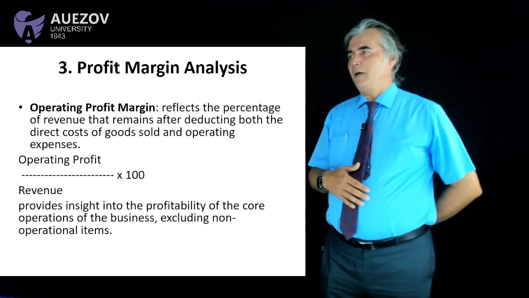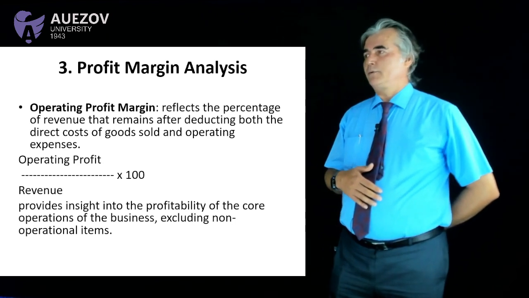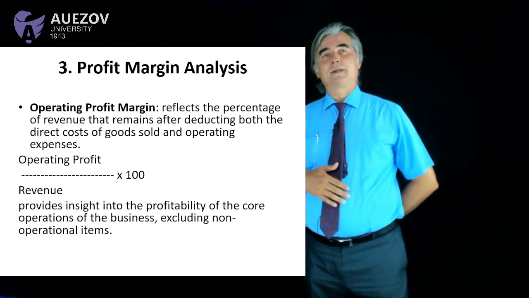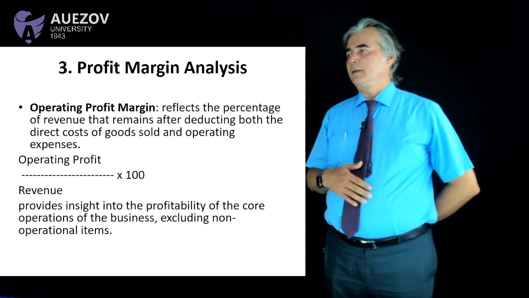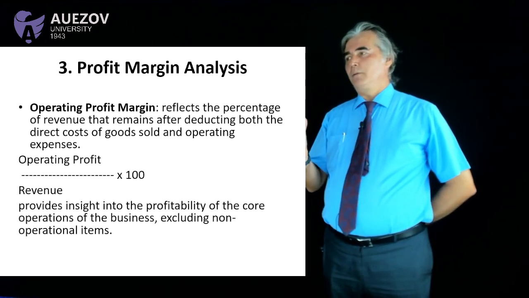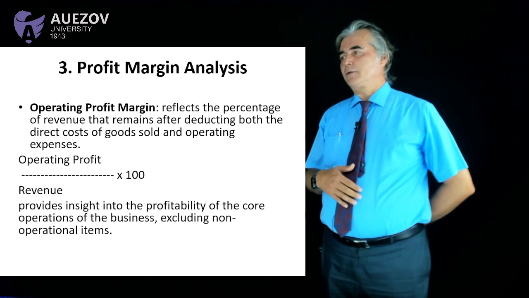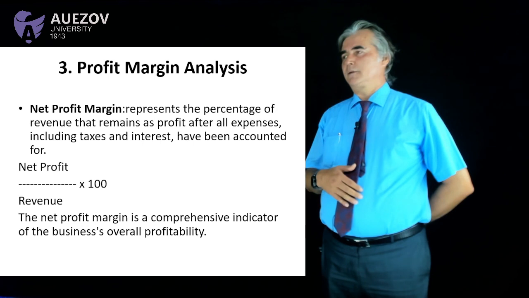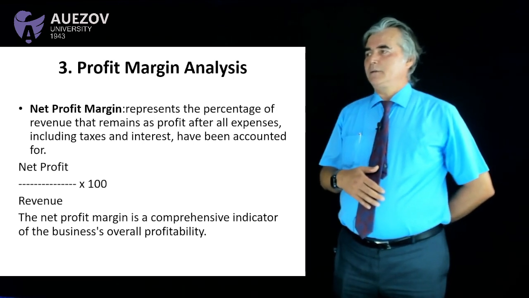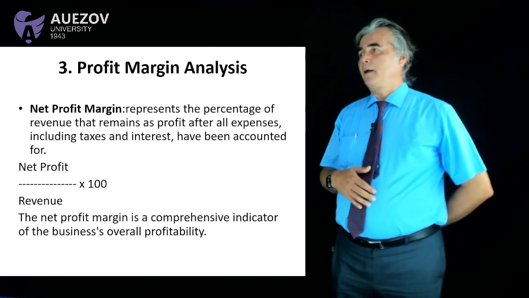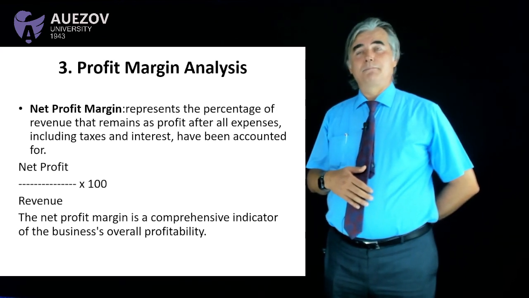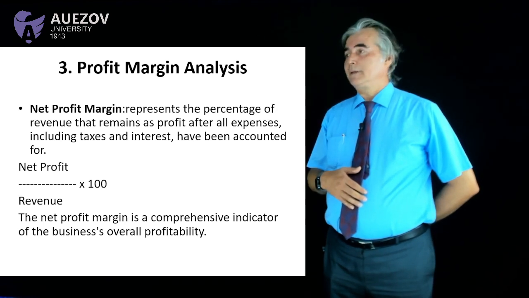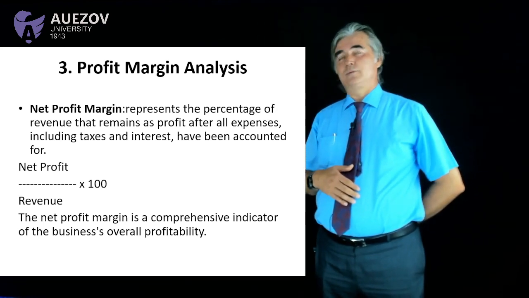Operating profit margin reflects the percentage of revenue that remains after deducting both the direct cost of goods sold and operating expenses, and provides insight into the profitability of the core operation of the business, excluding non-operational items. Net profit margin represents the percentage of the revenue that remains as profit after all expenses, including tax and interest, have been accounted for.